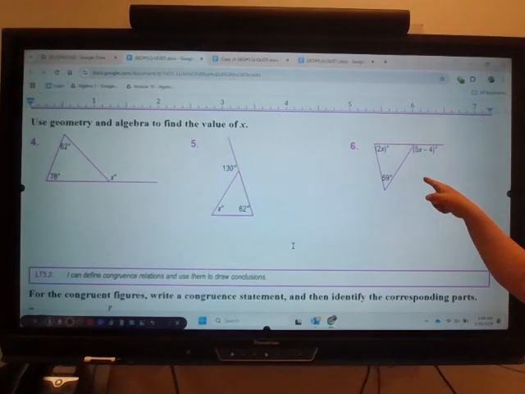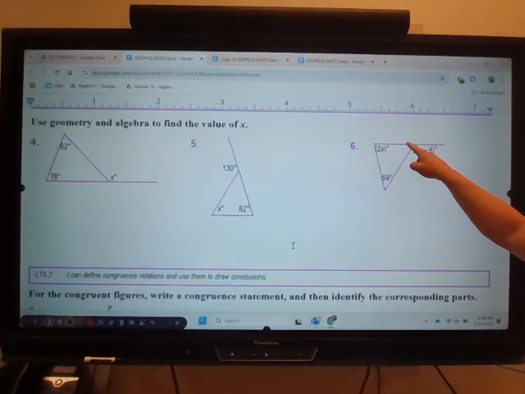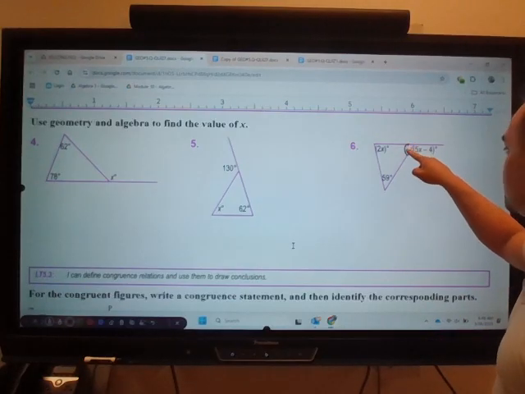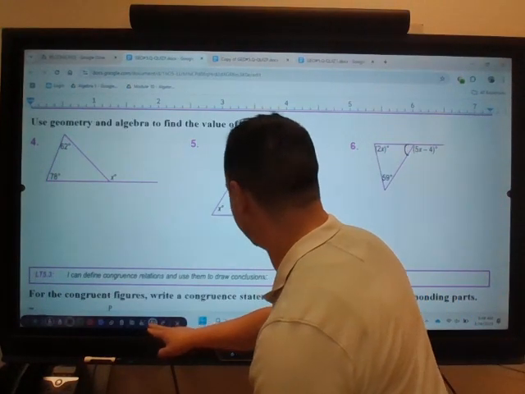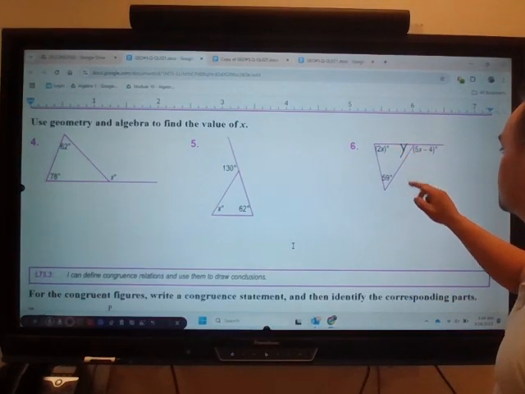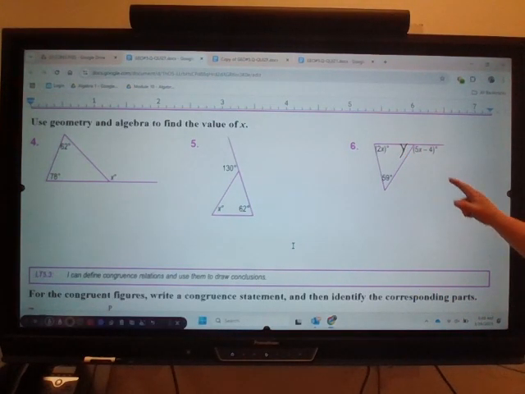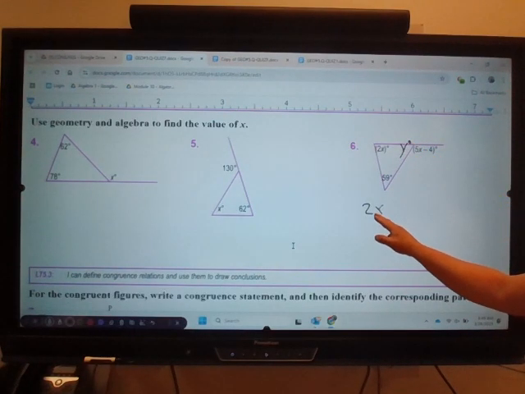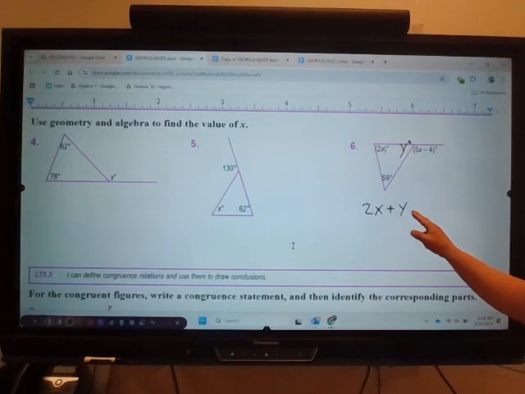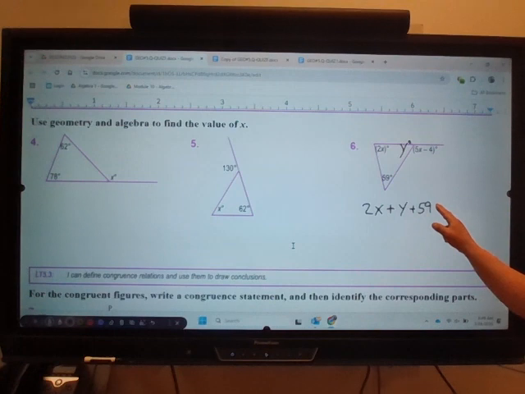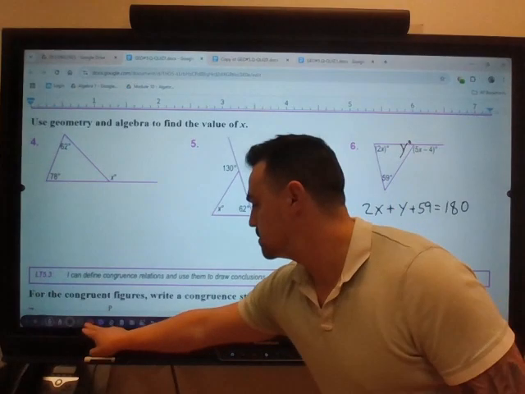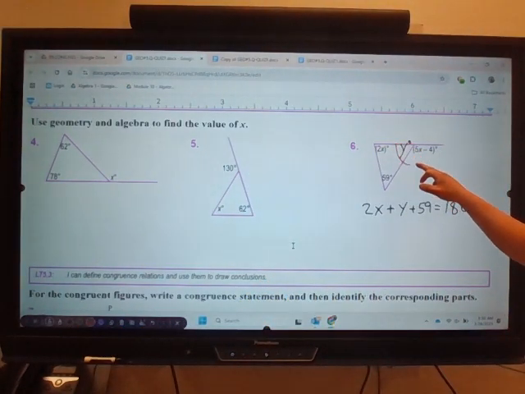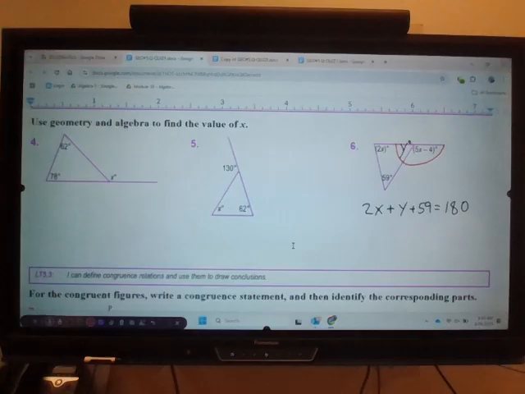All right. We know that whatever this angle is here, let's define it this time with a variable. Whatever this angle we're going to call y is, we know that 2x plus y plus 59 equals 180. And we know that y degrees plus 5x minus 4 equals 180.